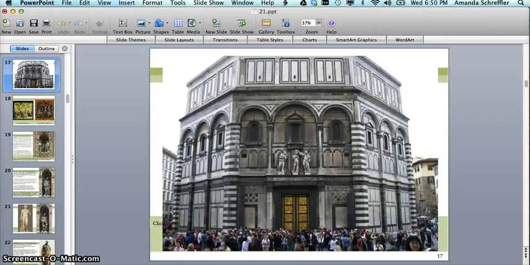And here they are on the Florence Baptistry. This is the Baptistry in Florence, so they're pretty cool. And I think that's all I wanted to say about that.